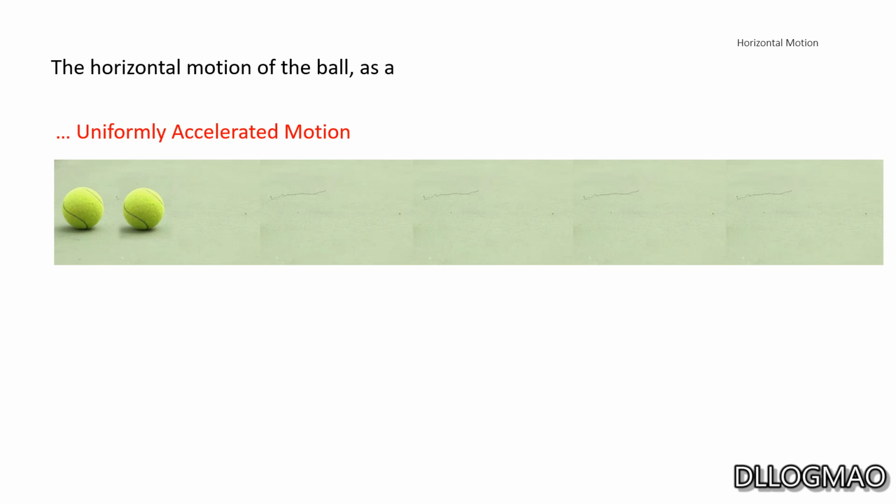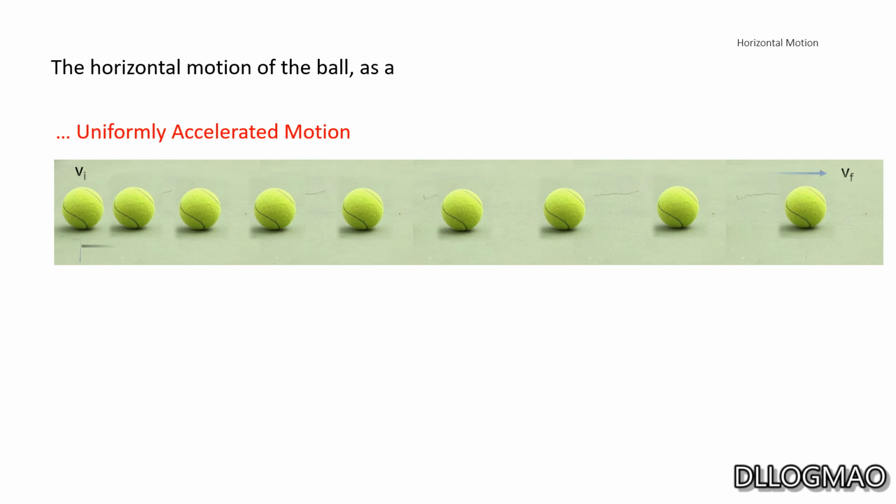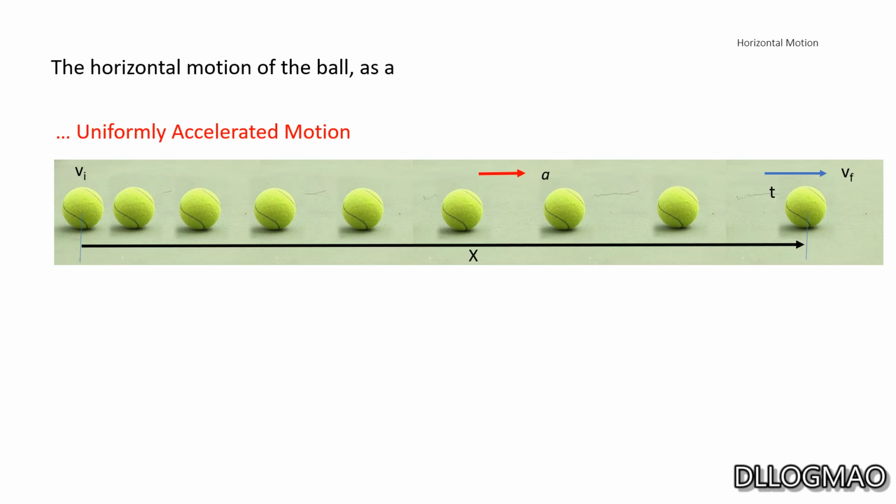The horizontal motion of the ball has a uniformly accelerated motion. The initial velocity v sub i and final velocity v sub f, where the final velocity is greater than the initial velocity. The acceleration a is in the same direction as the velocities and the distance traveled x. The quantities involved can be obtained using the equations of kinematics.